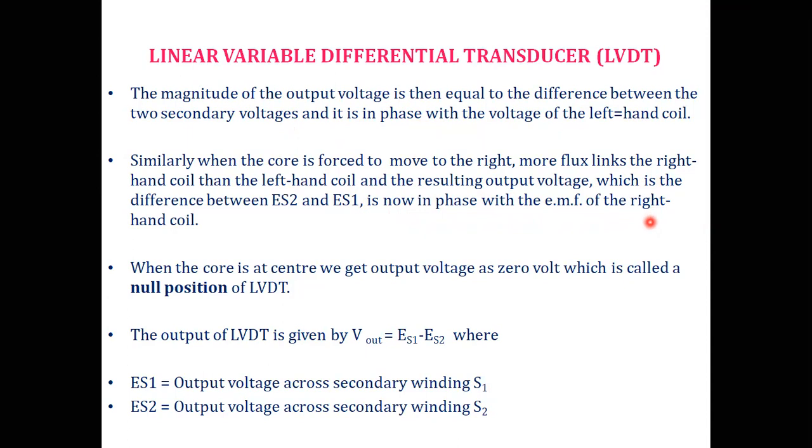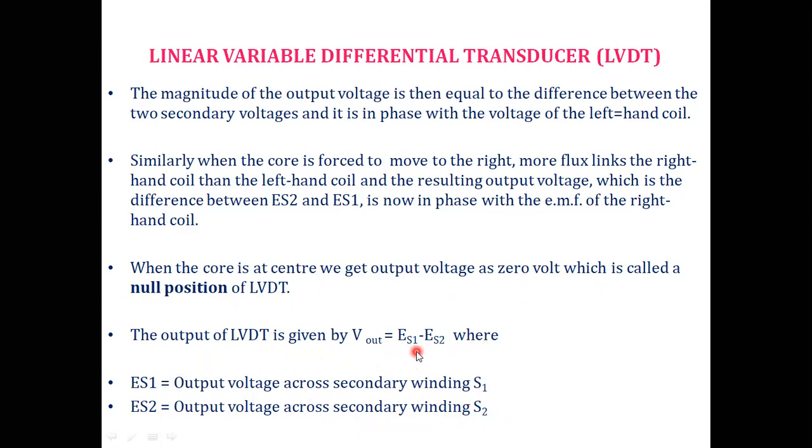When the core is at the center, we get the output voltage as 0 volts. We may call this position the null position of the LVDT. The output voltage of the LVDT is given by V out is equal to ES1 minus ES2, where ES1 is the output voltage across secondary winding S1, and ES2 is the output voltage across secondary winding S2.